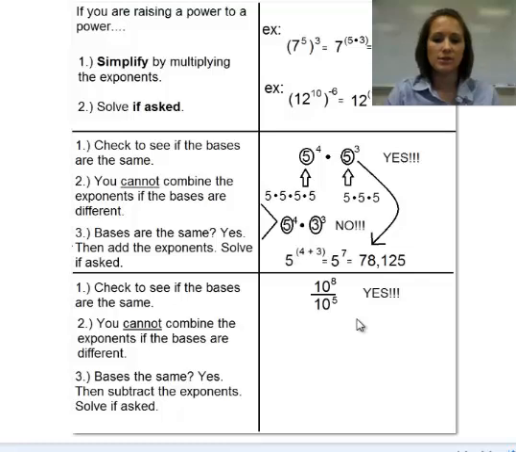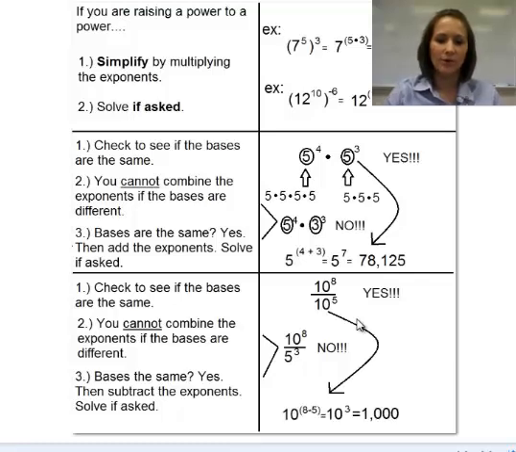So the first thing we're going to do is check to see if the bases are the same. Yes, in here they are the same. Remember, a quotient means division. So here I've written it with a division bar instead of a division sign. Remember that you cannot combine the exponents if the bases are different. The bases are different here, so you cannot combine the exponents. So we'll go ahead and combine on the first one. We'll take our exponents 8 and 5 and subtract them. 8 minus 5 is 3, which equals 1,000.